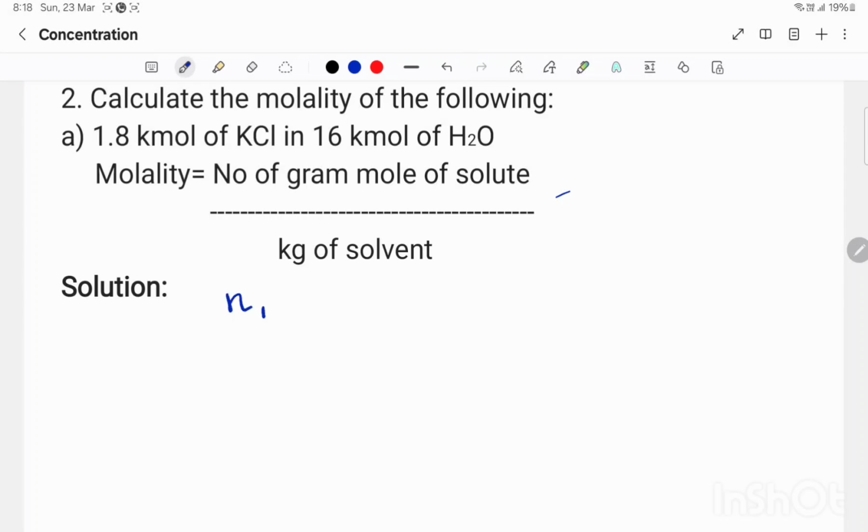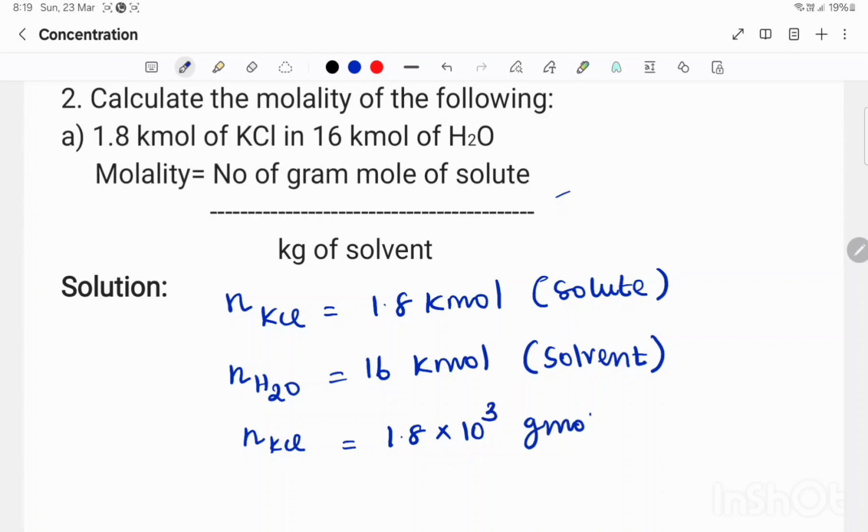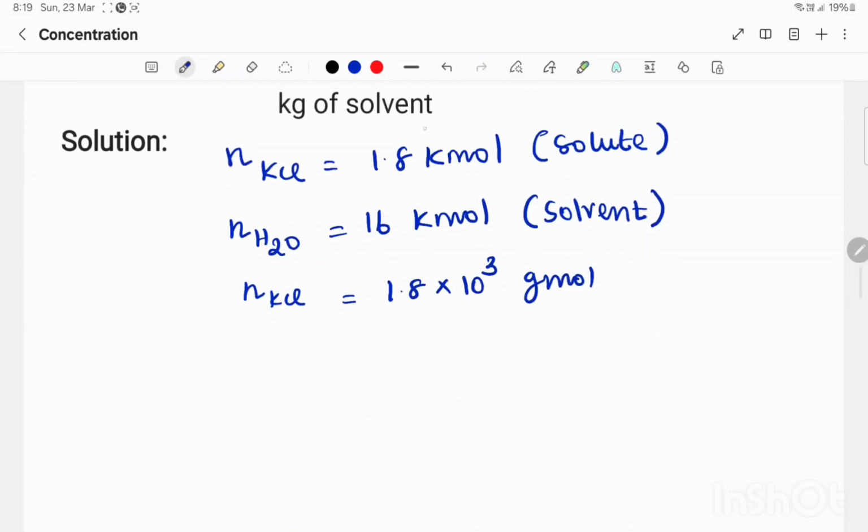See, the number of moles of KCl is given as 1.8 kilomole, and this is the solute. And the number of kilomole of water is given as 16 kilomole, and this one is the solvent. So as per the formula, the solute has to be given in gram mole. So convert the number of moles of KCl into gram mole as 1.8 into 10 raised to the power 3 gram mole. Then we need to calculate the kg of solvent.